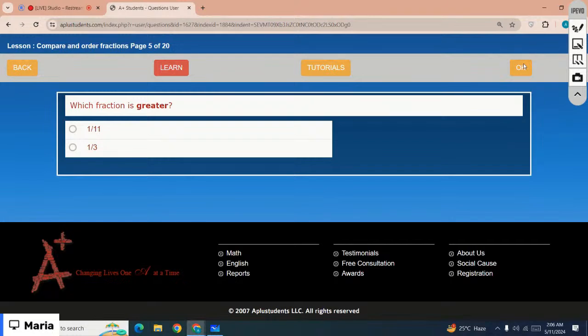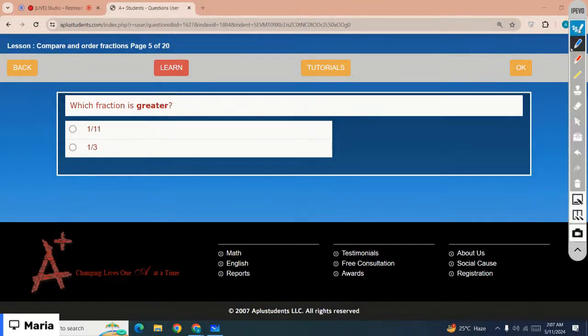Which fraction is greater, 1 over 11 or 1 over 3? Let's make two exactly same shapes, and one of them has 11 portions and only one part is colored. 1, 2, 3, 4, 5, 6, 7, 8, 9, 10, 11. Only one portion is colored. This is 1 over 11.